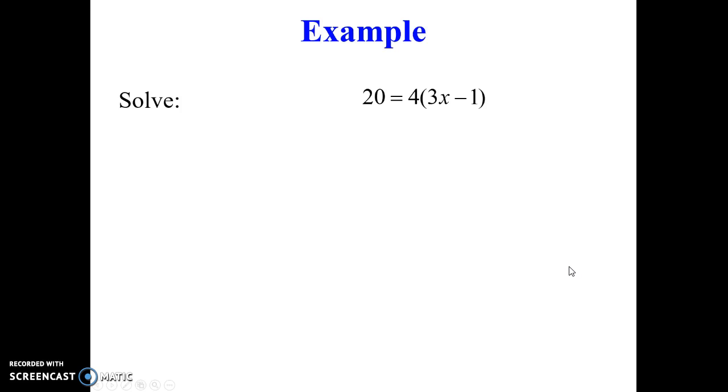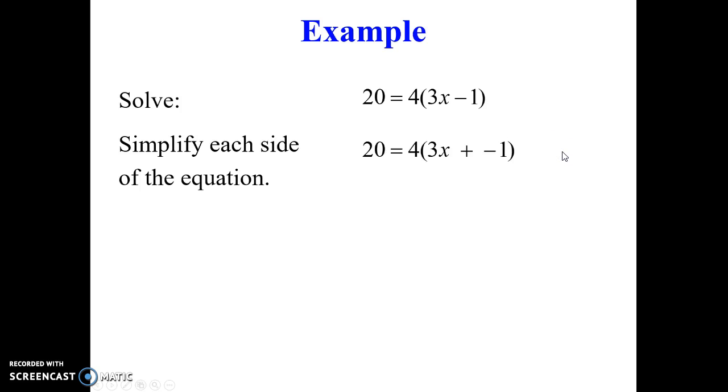Okay? Let's try that with an example. I've got 20 equals 4 times the quantity 3x minus 1. Okay, when you're solving an equation, the first thing you want to do is simplify each side of your equal sign. On the left-hand side, there's nothing you can do with 20. It's simplified. On the right-hand side, yes, we're going to use distributive property to simplify this.